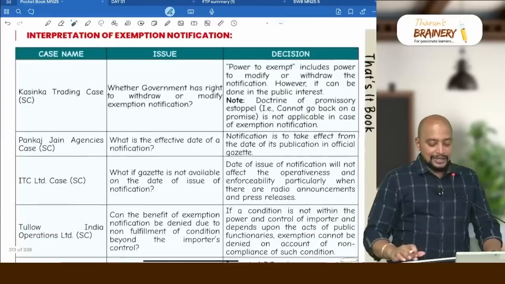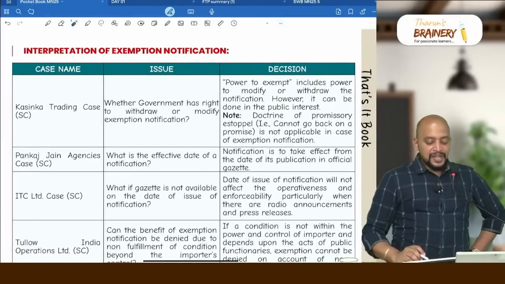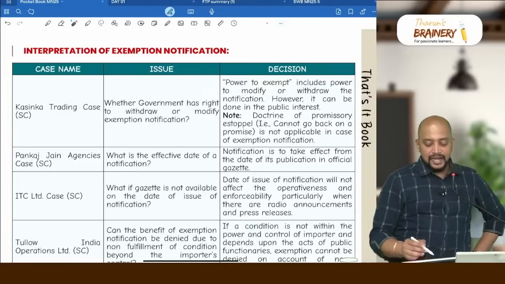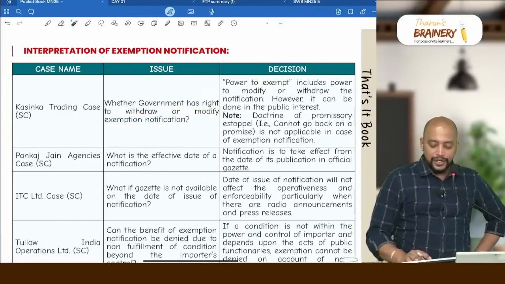Then next, interpretation of exemption notification. So Kansika Trading case, whether the government has the right to withdraw or modify an exemption notification.